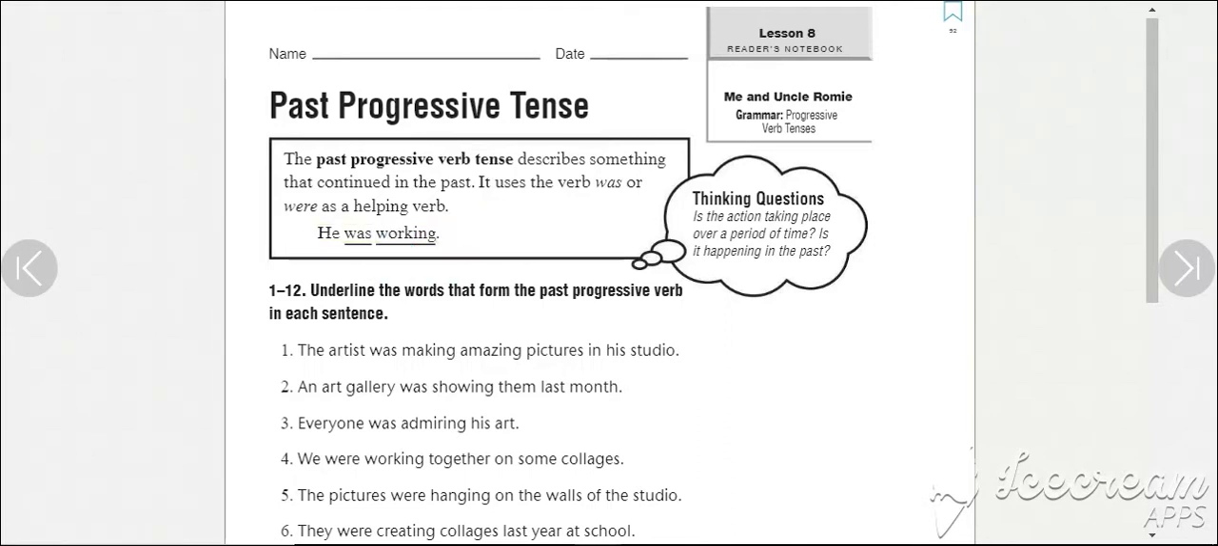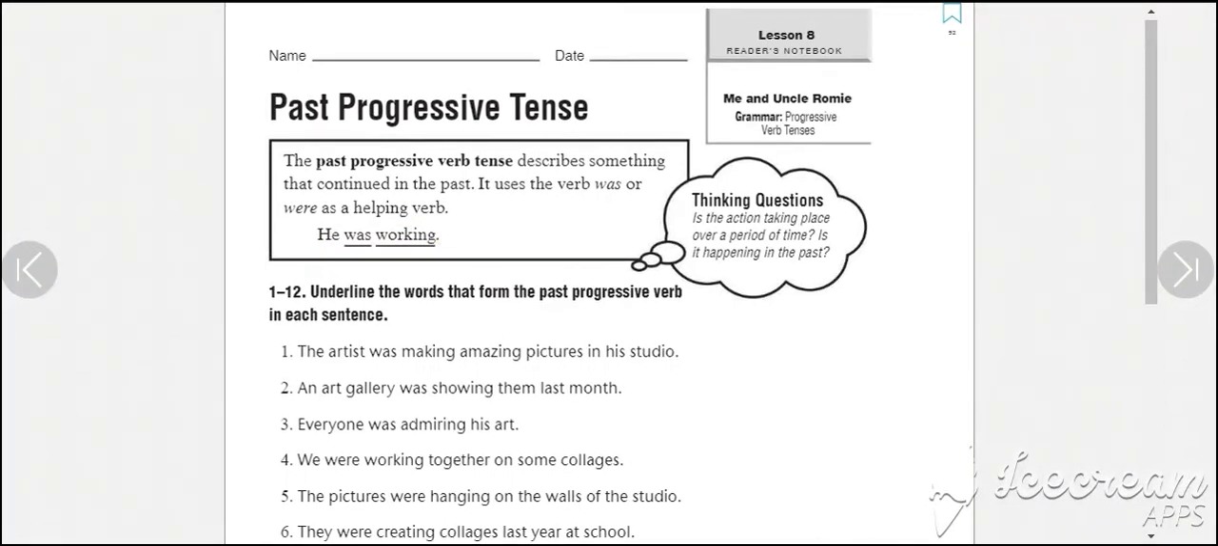Let's check this example. He was working. So I have the helping verb here, was, and I have the main verb work and the ing. He was working. That means, grade 4, that the action happened in the past. But the duration of the action was continuing in the past. So while you're using the past progressive form, you should stick to the rule, which is was or were plus the main verb plus ing. You should stick to the rule.